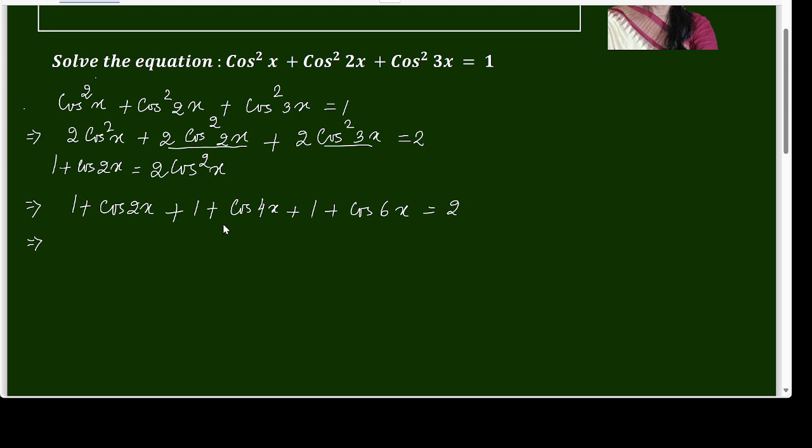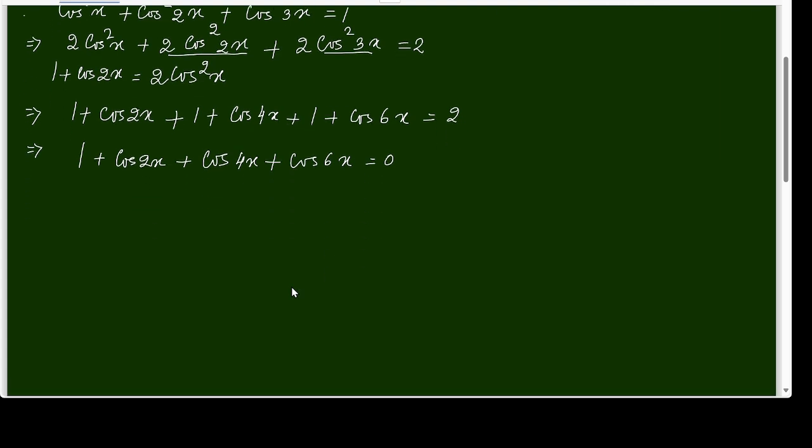So on the left side I'm getting a total of 3 and the right side is 2. If I simplify, I'll get 1 plus cos 2x plus cos 4x plus cos 6x equals 0. Next, I am writing 1 plus cos 4x as a pair, and cos 2x plus cos 6x is another pair.